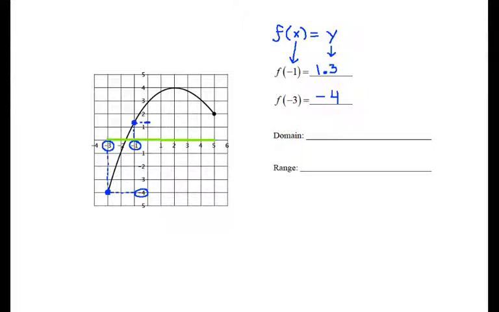It looks like the domain is everything between -3 and 5. I can see that those endpoints are included. Therefore, in interval notation, I'm going to use closed brackets to express this set. So this is the interval from -3 to +5.